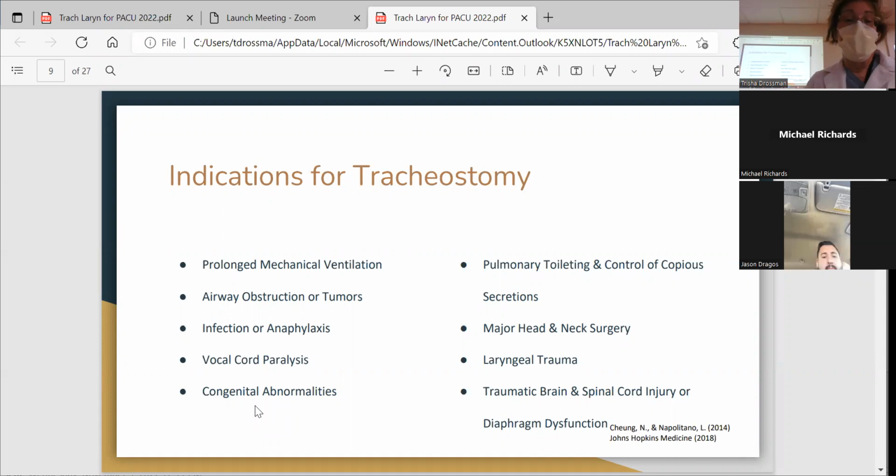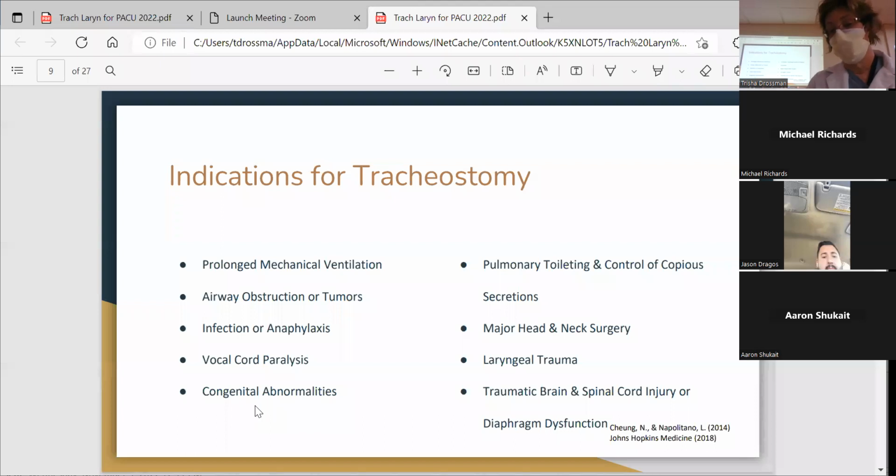We've had to do that. Vocal cord paralysis, as we had talked about before, and congenital abnormalities. Some patients in the ICU for a long time, been ventilated, pneumonia or COVID or whatnot, doing a trach will just be much easier for pulmonary toileting, managing secretions, and being able to have a trach is just much more effective.